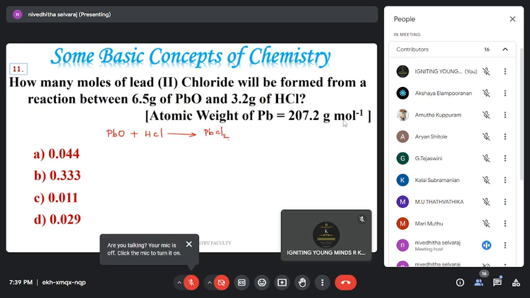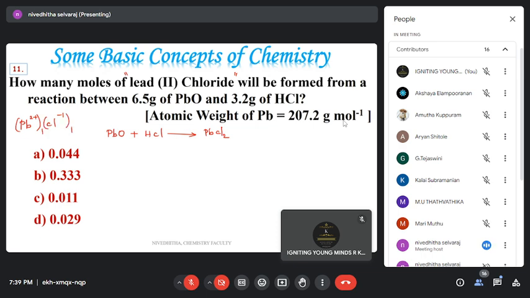So how to find this formula? See, in this compound, we have two elements. One is lead, another one is chlorine. And obviously, the oxidation state of chlorine is -1. And what is the oxidation state of lead? It is +2. So to find the formula of that compound, you have to put brackets and write the charges, then multiply these two numbers. So Pb 1 into 1 is 1, Cl 1 into 2 is 2. So what is the formula? PbCl2. Okay. So whenever you're writing the equation, please make sure you're writing the balanced equation.